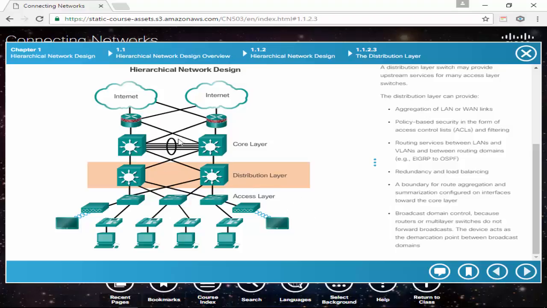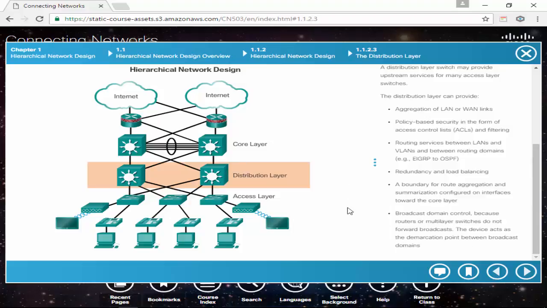This is not a port channel. This is a virtual switching system, a VSS, where these two devices are actually simulating each other, or they're stacking each other through 10 gig links. We need a boundary for route aggregation and summarization configured on the interfaces towards the core, right? So we're going to summarize our routes to the core. That's basically what it's saying.